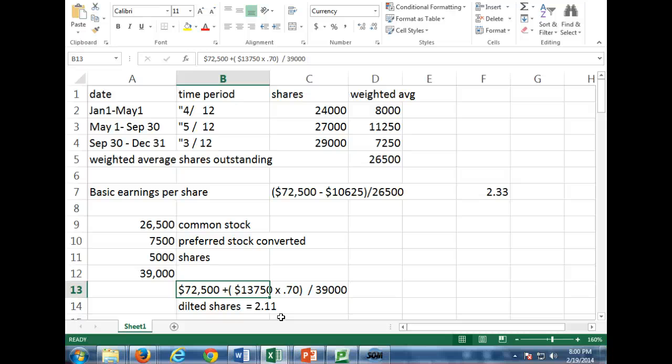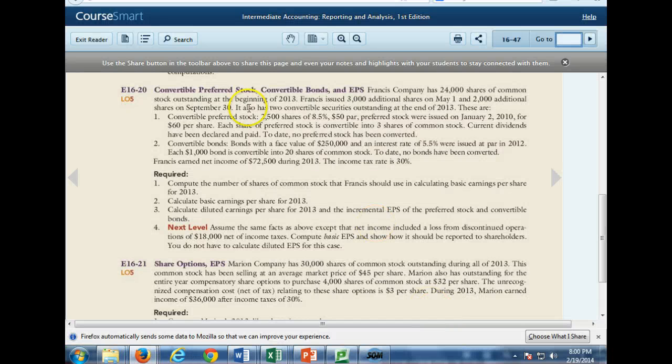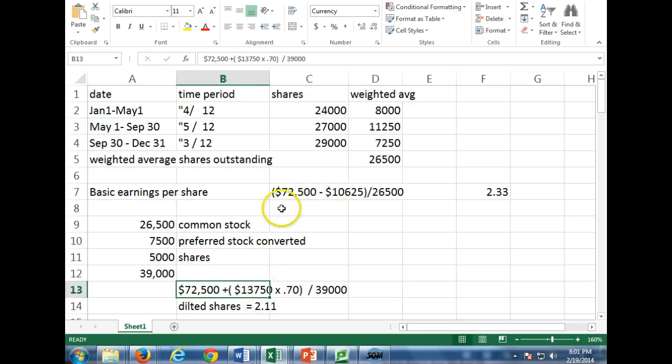Make sense? Yes? One quick question about the back of the basic earnings per share. Where did the 10,625 come from? Is that the dividends? Correct. For preferred share dividends, because preferred shares always get paid first. And the way we calculated those preferred dividends is we took the 2,500 shares times 8.5% at $50 and came up with that figure. Make sense?